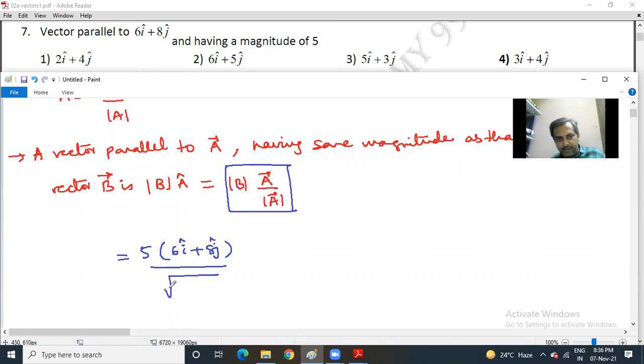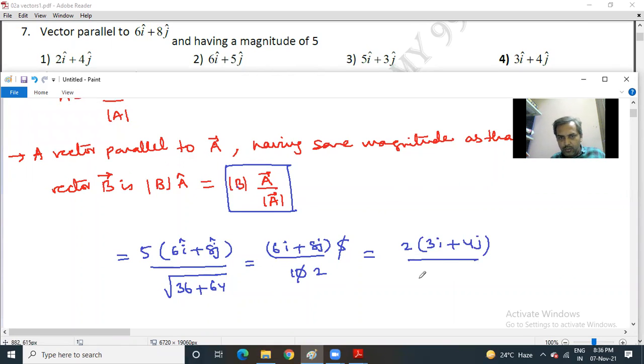How to find out mod of A? It will be 6 square, 36, and 8 square is 64. So this is going to be 6i plus 8j into 5 divided by root 100, which is 10. So therefore you have to cancel 2 times. Now if you take out common 2, this will be 3i plus 4j whole divided by 2, and 2 and 2 cancelled. So 3i cap plus 4j cap is the answer. So the fourth option is the correct one.